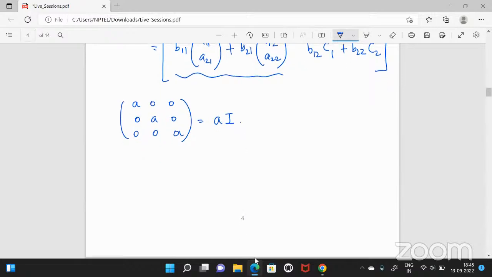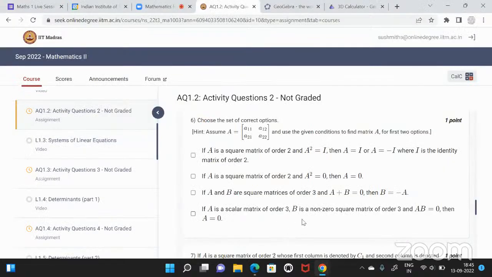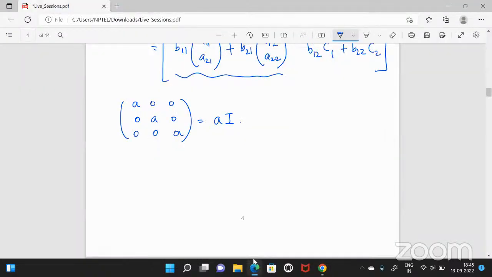Yes. So you have a scalar matrix and then you have a non-zero square matrix of order 3, and then you multiply both, you get 0. Okay. So let's take 2 cross 2 to avoid too much computation. And then I have, say, B, C, D, E. B is a non-zero matrix.